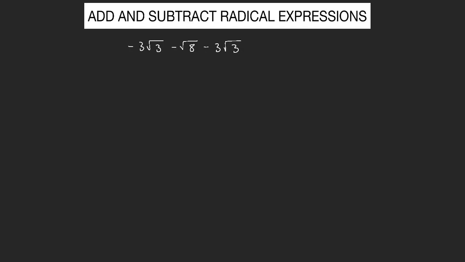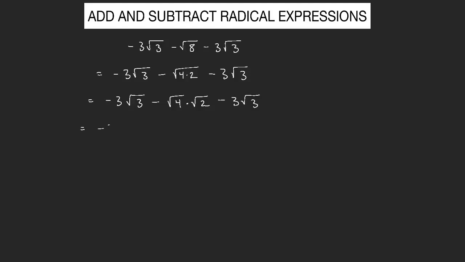Okay, negative 3 root 3 minus root 8 minus 3 root 3. We're going to say this equals negative 3 times root 3 minus square root 8, which we're going to say is 4 times 2, minus 3 root 3. So now we have negative 3 root 3 minus square root of 4 times square root of 2 minus 3 root 3. That equals negative 3 times root 3 minus 2 times root 2 minus 3 times root 3.